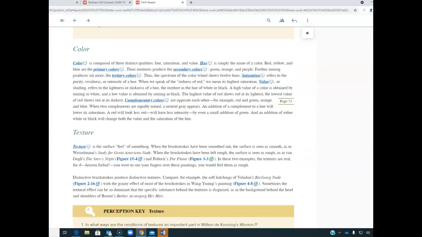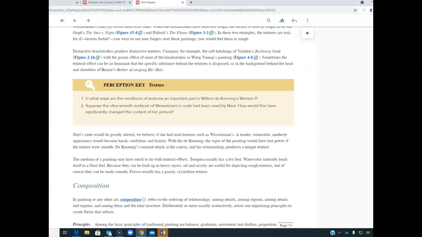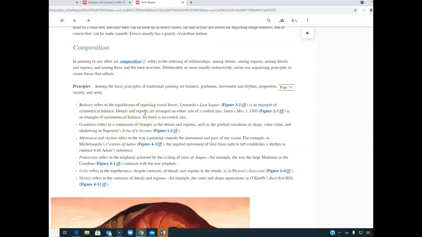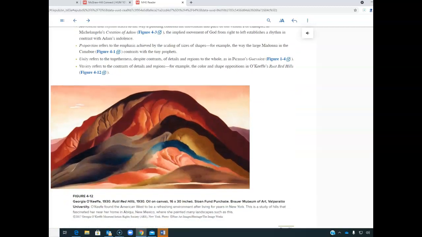Texture is something that looks like it feels like something. So if it looks smooth or looks rough, and then composition, there are several things that go with that, with balance, being things symmetrically balanced or on an axis balance. They have asymmetrical. There are examples for each one of these that are linked here. There are other things: gradation, movement and rhythm. If it looks like it's moving, implied movement, obviously, a painting is very still. Proportion has to do with the size and the scale of that. If it's larger than life or proportioned, variety and unity. But they have examples for each of these.